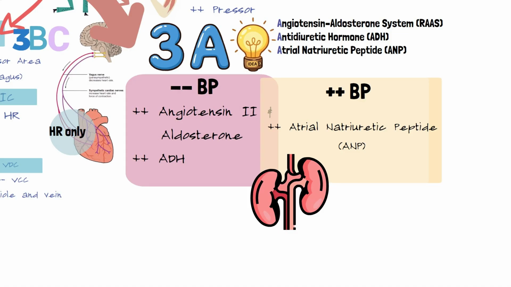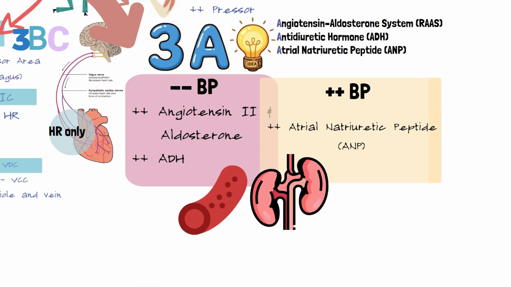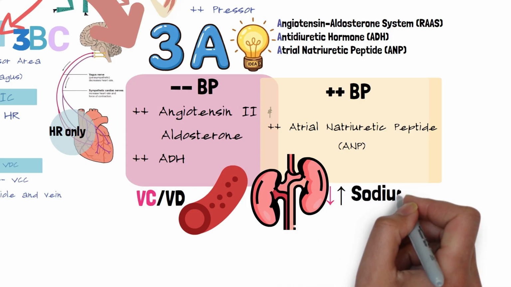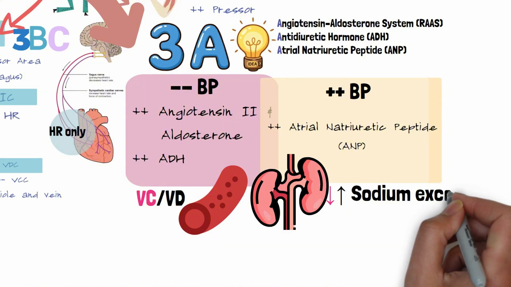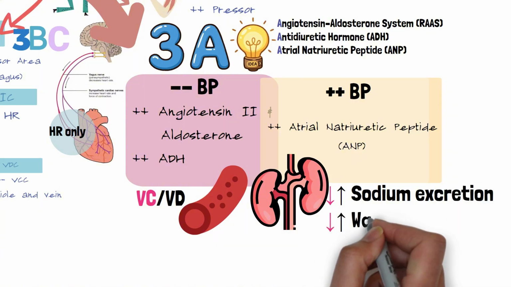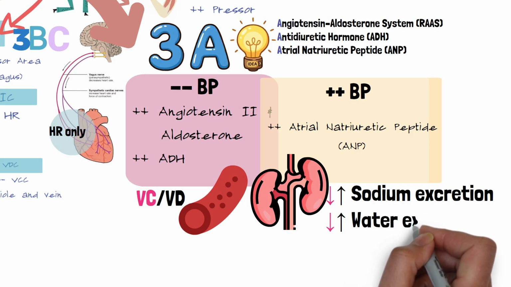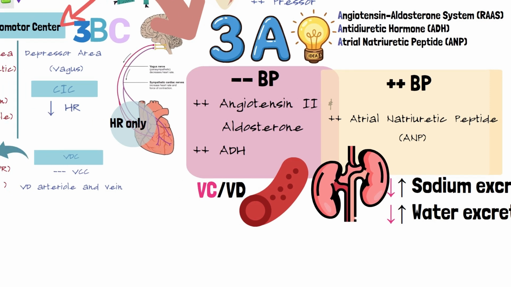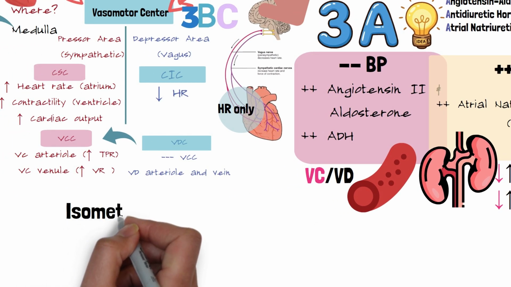The RAS and antidiuretic hormones cause vasoconstriction, while the atrial natriuretic peptide causes vasodilatation on the kidney. The RAS and antidiuretic hormone reabsorb or decrease the excretion of sodium and water, while the atrial natriuretic peptide does the opposite. It enhances the excretion of salt and water.